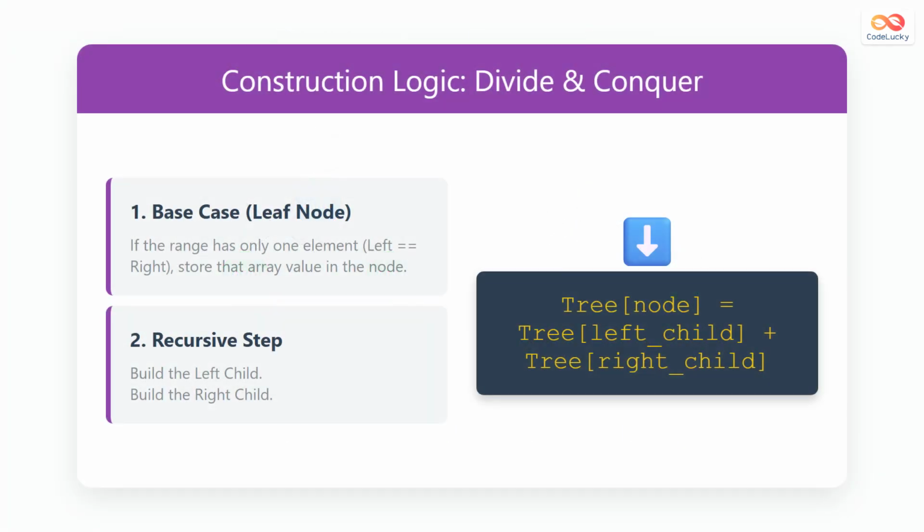To build this tree, we use a divide and conquer strategy. We have a base case. If the range has only one element, that's a leaf node, and we just store the value. For any other node, we recursively build the left child and the right child, then add their values together to form the current node.